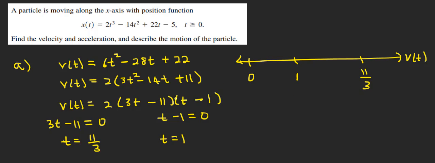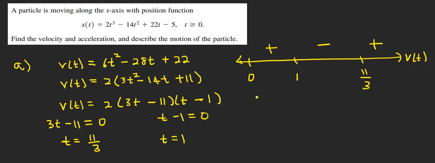So let's plug in some numbers and see what kind of sign we get. Plug in 0.5. You get positive, because negative times negative is positive. What's a nice number to plug in here? 2. Plug in 2, you get negative. And choose a number like 10. Plug in 10, you'll get positive.